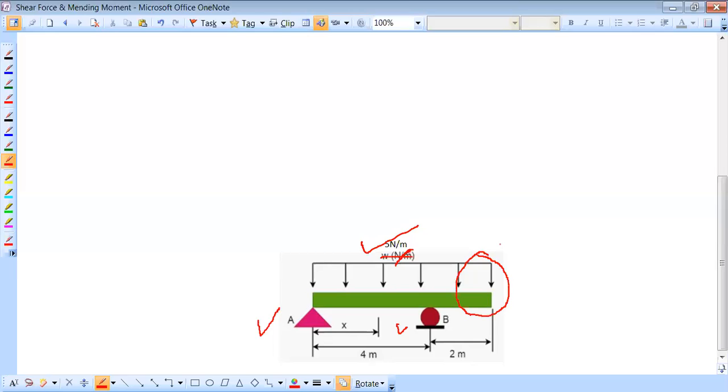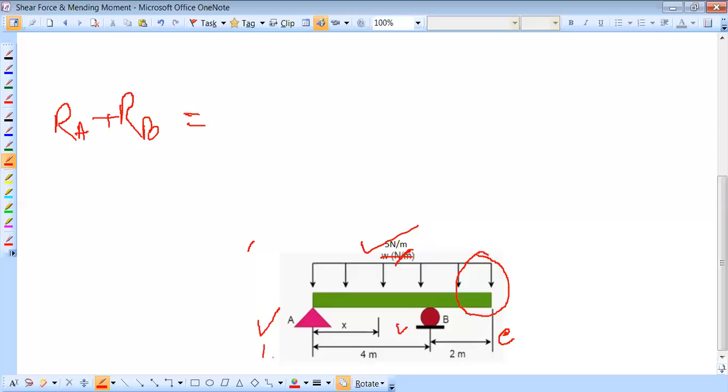This is a simply supported beam with an overhang. So how can I draw the SFD and BMD for this type of loading condition? We know that in overhanging beams the total load of the beam is carried by the two supports. Let us consider this point as the C point.